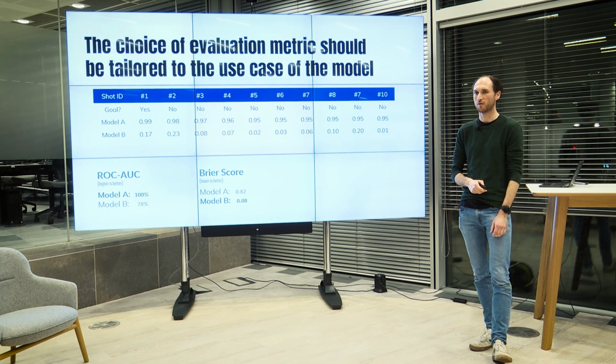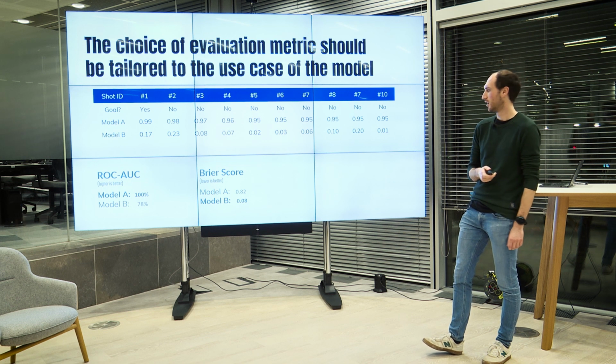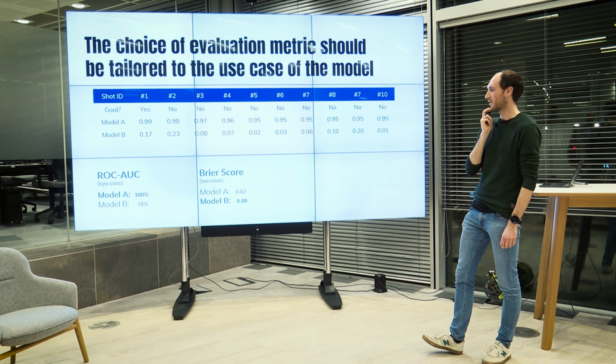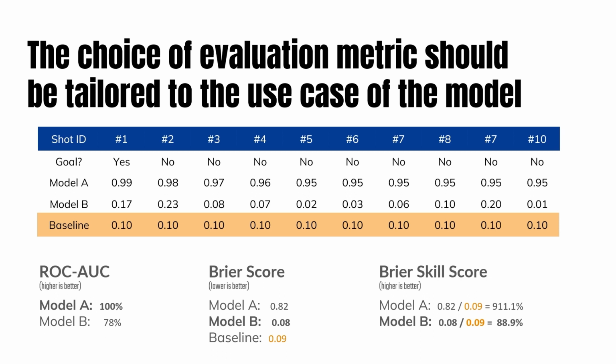So that just proves the point that you should tailor the choice of the evaluation metric to the use case of the model. Yet I think there's still a problem with the Brier score because it's quite hard to interpret. But I think we can fix that with a Brier skill score, which looks at the improvement of the Brier score over a naive baseline. So a very naive baseline for an XG model is assigning a probability of 10% to each shot. And then what you do is divide the Brier score by the Brier score of that baseline, and then you see that model A is about 9 times worse than the baseline, while model B is about 11% better.